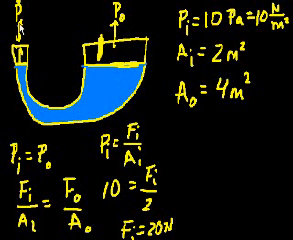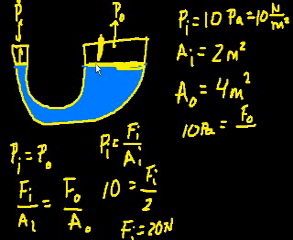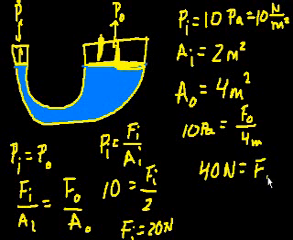Well, we know that if my input pressure was 10 pascals, my output pressure would also be 10 pascals. So I also have 10 pascals is equal to my output force over my output cross-sectional area, right? So I'll have a piston here, and it goes up like that. And so that's 4 meters. So I do 4 times 10. So I get 40 newtons is equal to my output force.